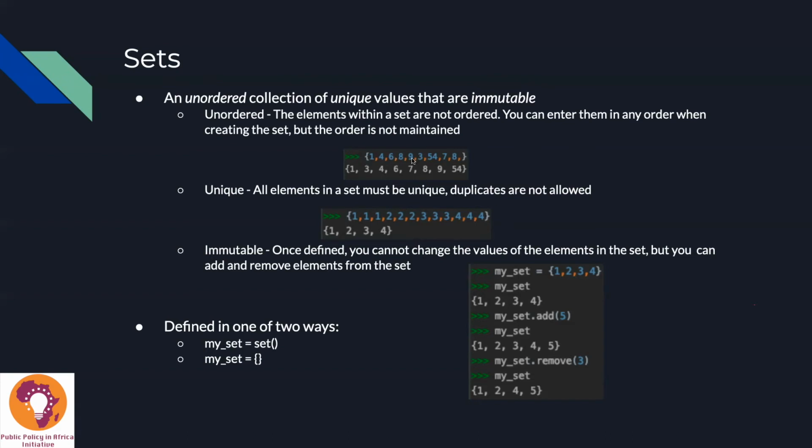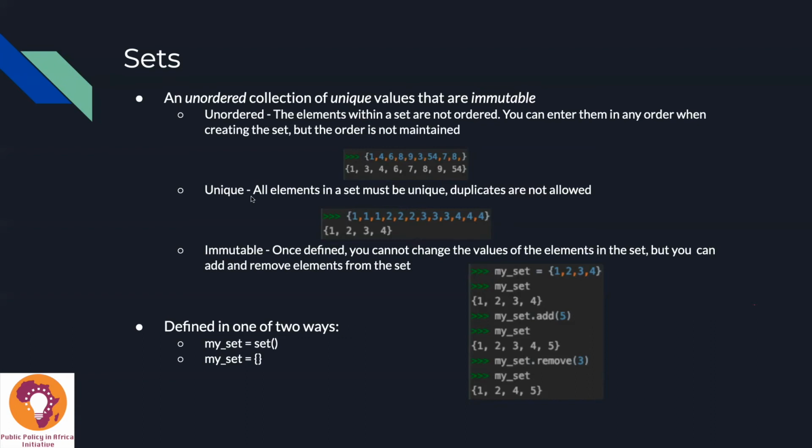So I have 1, 4, 6, 8, 9, 3, 5, 54, 7, 8. I put them in that order when I defined it, and what was echoed back to me in my REPL environment is 1, 3, 4, 6, 7, 8, 9, 54. So this did not maintain the order. Sets don't maintain their order. They are an unordered collection of elements.